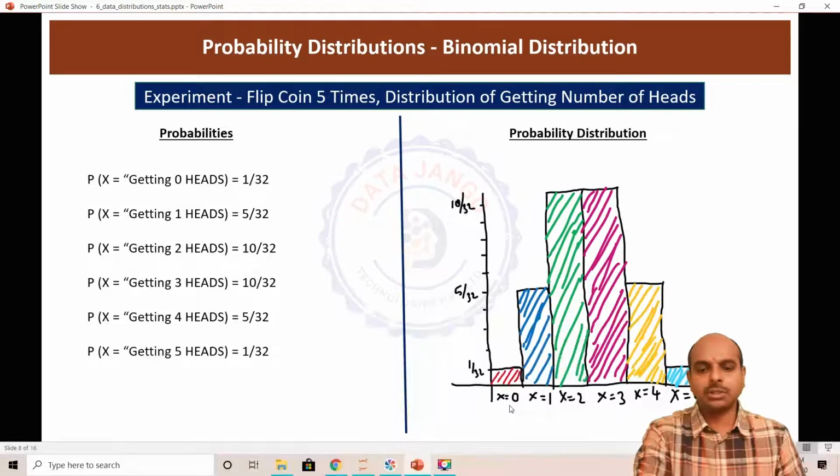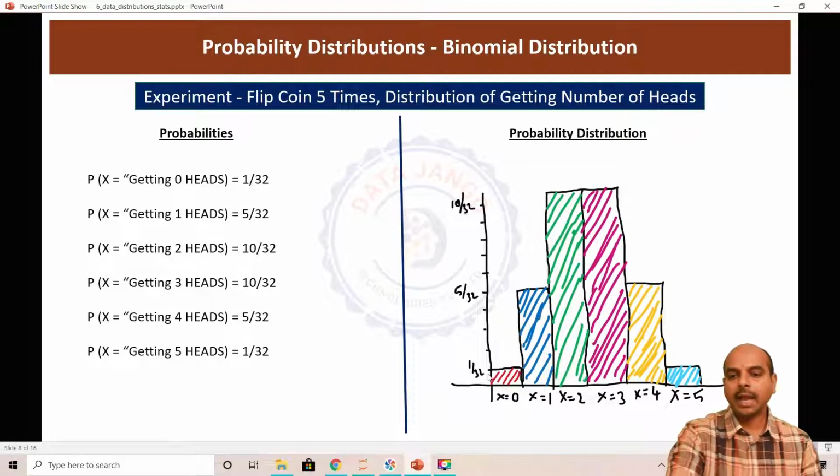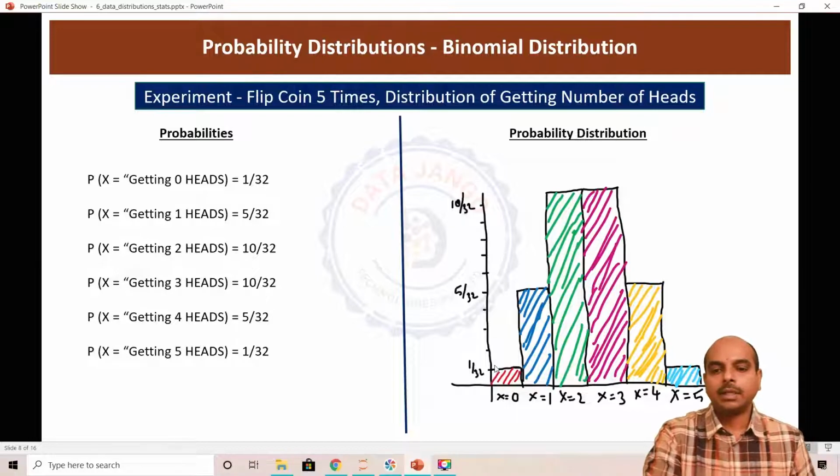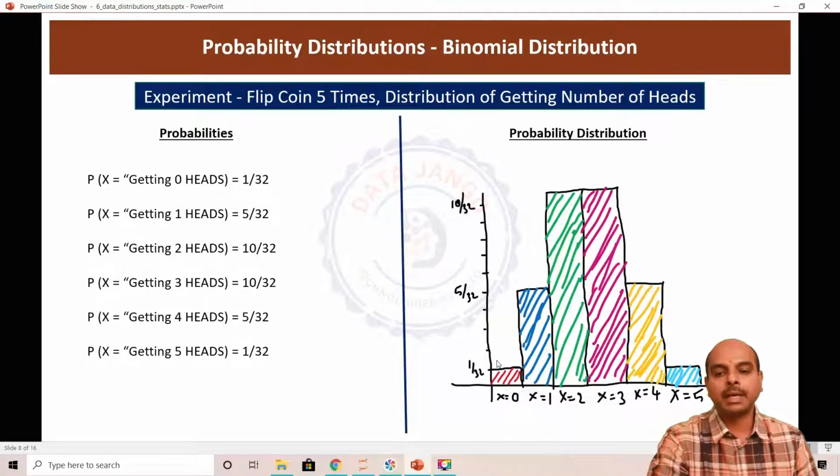So x equal to 0 is nothing but getting 0 heads. x equal to 1, getting 1 head. x equal to 2, 2 heads. 3 heads, 4 heads and 5 heads. On the x-axis we have taken the random variable. On the y-axis we have taken the probabilities. And the graph is forming a bell curve here. If you join all these tips, it forms a bell curve.